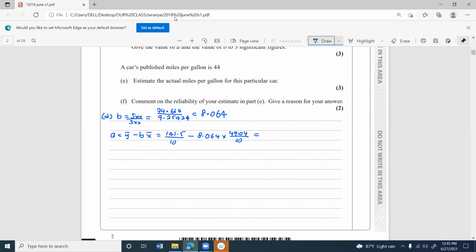14.15 minus b, which is 8.064, times 4.904. That turns out to be minus 25.395. So that is a, and b is 8.064. So you can say y equals a plus bx, so y equals minus 25.395 plus 8.064x. That's the answer for the equation of the regression line.